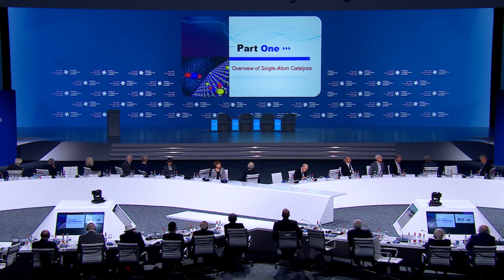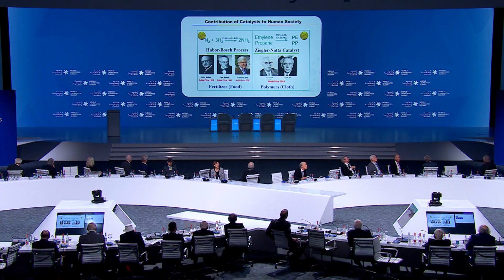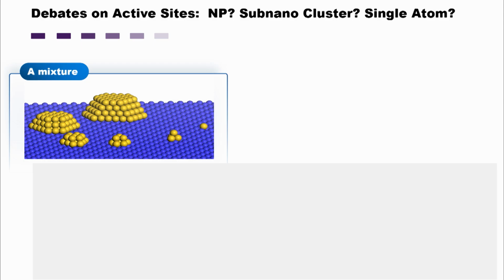So, overview of the single atom catalyst. Catalysis plays a very important role in our society. Particularly with catalysts, we can produce fertilizer for food, and we produce polymers, so we can have enough clothes. So catalysis is very important. And before my work, commercial catalysts normally had nanoparticles, clusters, and sometimes also single atoms. But it's a mixture, so people don't know which one is the actual size, nanoparticles or single atoms.